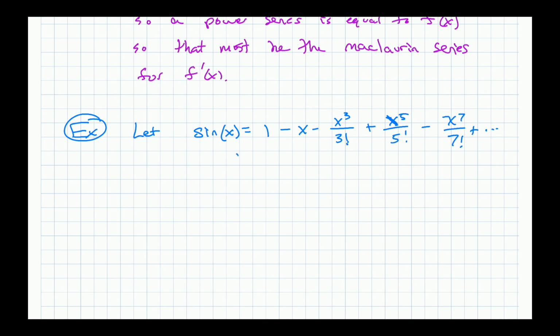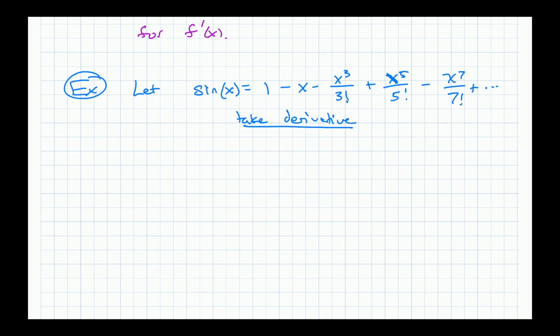So take a derivative of both sides. And we have to take the derivative of everything here. So what's the derivative of sine x? It's going to be cosine x, right? Derivative, d dx. Now, what are we going to get on the other side? The derivative of 1 is 0.